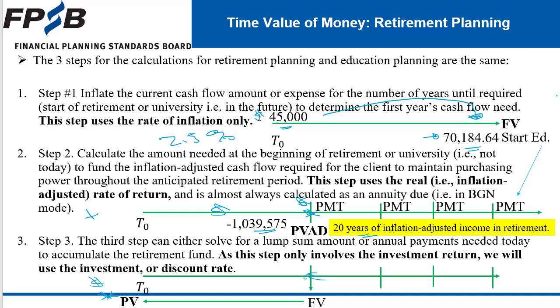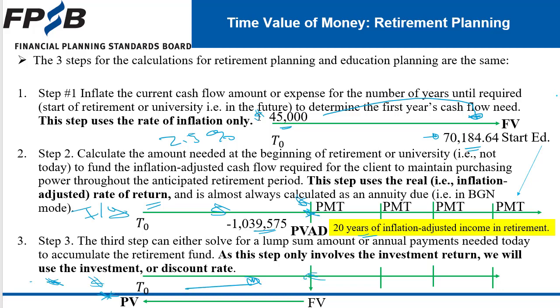In this step, recall for the discount rate, we used the real inflation adjusted return using the Fisher equation. Here, we're going to use just the investment rate as the discount rate because it's a save and invest. We're starting today to save and invest, and we're retiring 18 years from now.